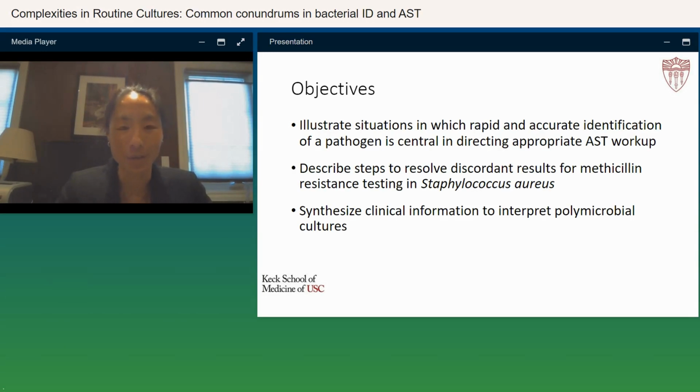Here are the learning objectives for the talk today. We'll be using several cases to help illustrate the following. First, we'll have a couple of cases on a situation in which rapid identification of a pathogen is central in directing appropriate susceptibility testing workup. And then we'll have a series of cases to describe some of the discordant results you might see for methicillin resistance testing in Staphylococcus aureus. And finally, we'll have a little bit of time at the end to review a case of a polymicrobial culture in which synthesis of various pieces of clinical information is really helpful in directing our workup in the microbiology lab.